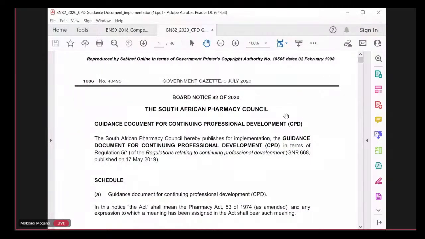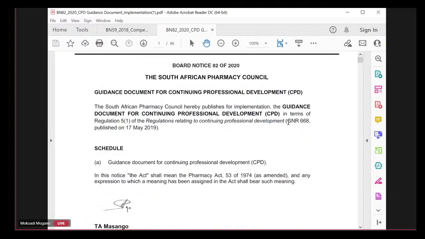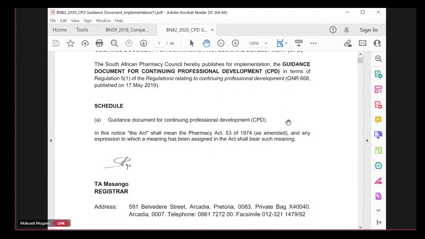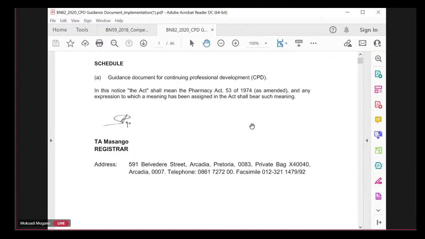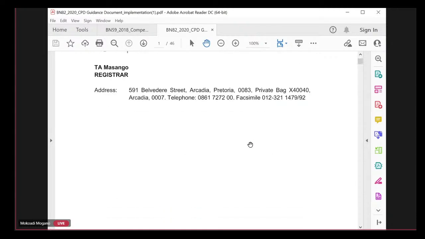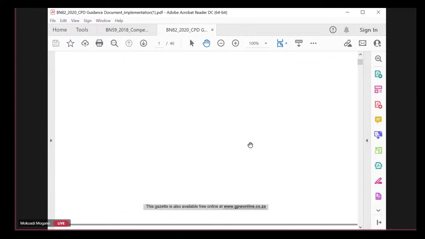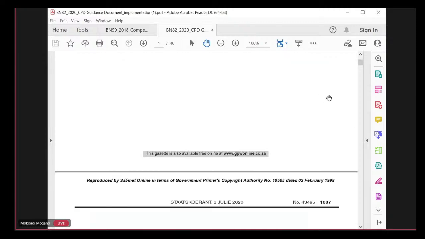The guidance document is available on the SAPC website. It was published for comment, and then published for implementation in July 2020. So this is what the guidance document looks like for pharmacists. All right, I'm just going to go into the index, and then you can read the rest of the document.